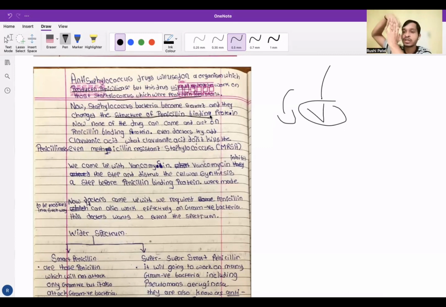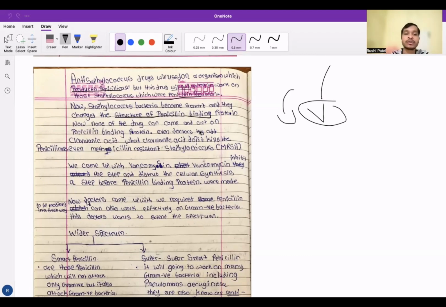See, if I change the structure like this, and it is not able to bind, it will not bind. It will not stretch like this. Before, it would be like this, but now it will not stretch and it will not show its function. Now none of the drugs can come and act on the penicillin binding protein.